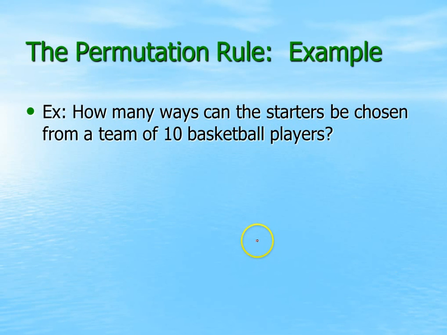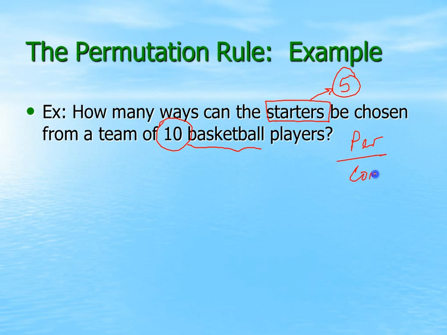Okay, a couple more. How many ways can the starters be chosen for a team of 10 basketball players? We need to know just a little bit about basketball. I want to choose starters for a basketball team. How many people start a basketball game? 5. There's 5 positions. Okay, so I have 10. I need to choose 5. But is this a permutation or is this a combination? That's the only question you have to answer for this. Is it a permutation or combination? Remember, permutation, order matters. Combination, there's no order.